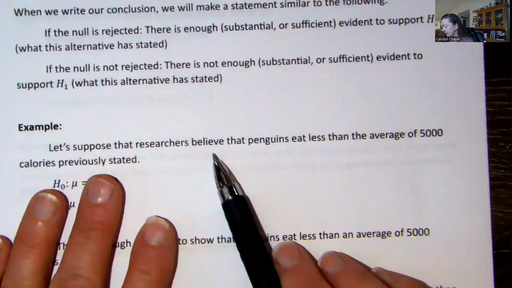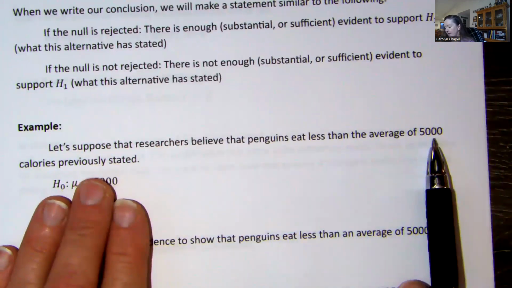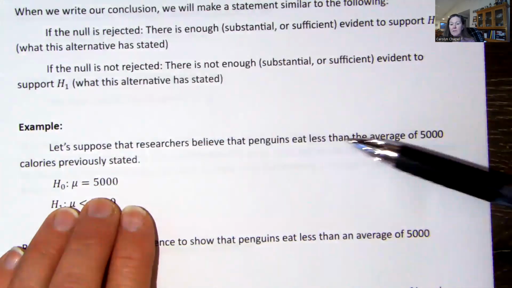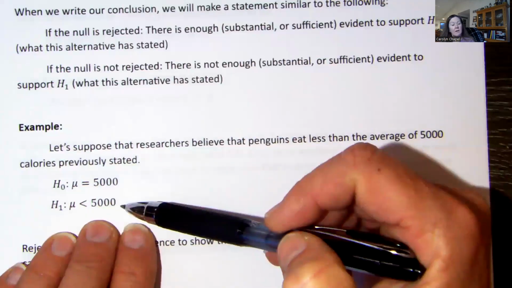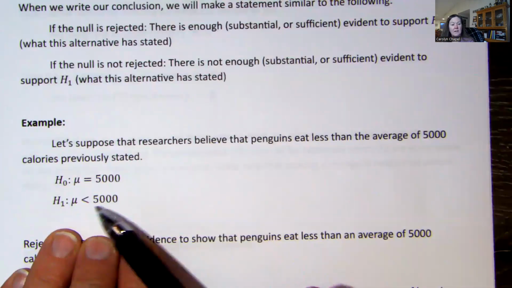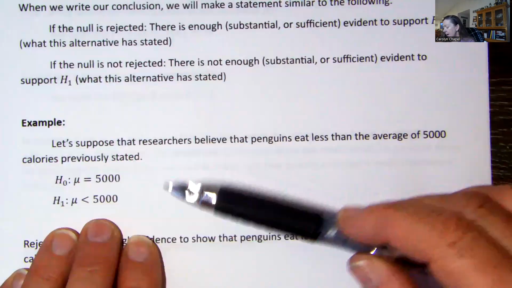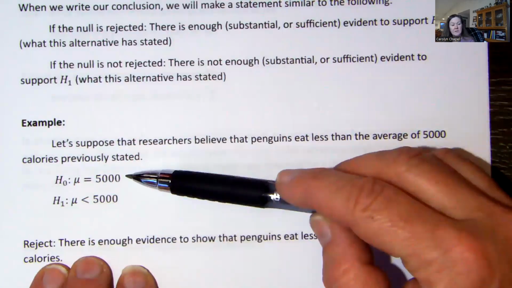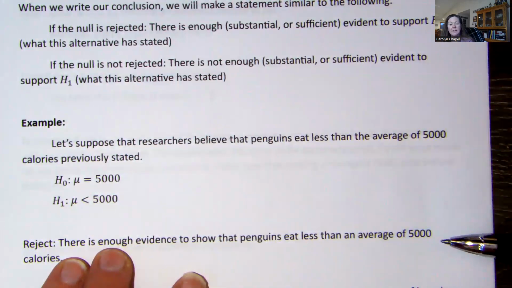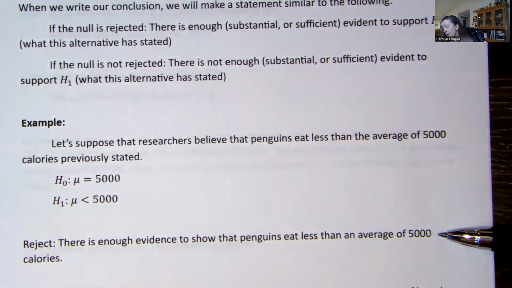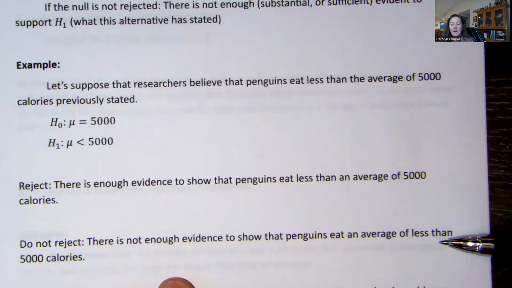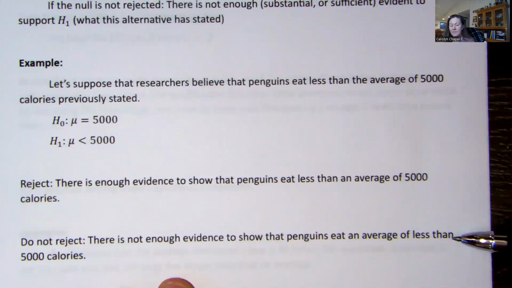Let's suppose researchers believe that penguins eat less than 5,000 calories as previously stated. So here would be our null, that would be the assumed, but they believe less than. So that's what our alternative would look like, a mu less than 5,000. If we rejected the null, we would say that there's enough evidence to show that the penguins eat less than 5,000 calories. If we did not reject it, we would say something like there is not enough evidence to show that penguins eat less than 5,000 calories.